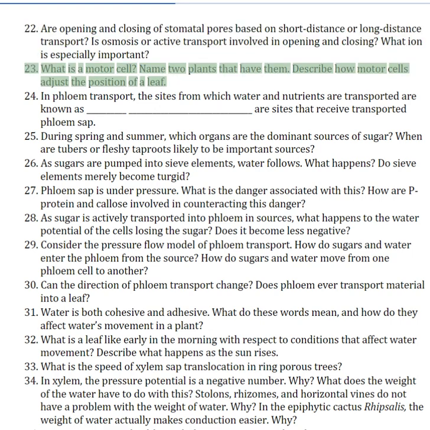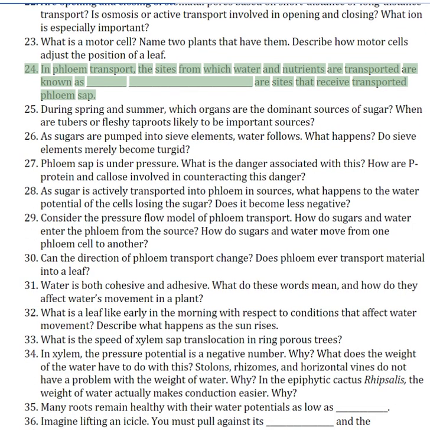23. What is a motor cell? Name 2 plants that have them. Describe how motor cells adjust the position of a leaf. 24. In phloem transport, the sites from which water and nutrients are transported are known as [sources]; sites that receive transported phloem sap are [sinks].